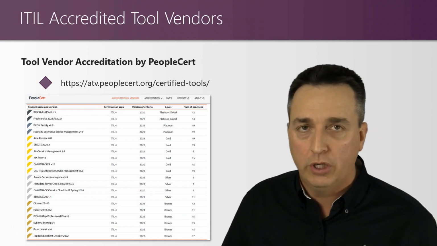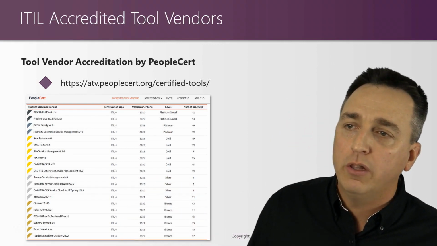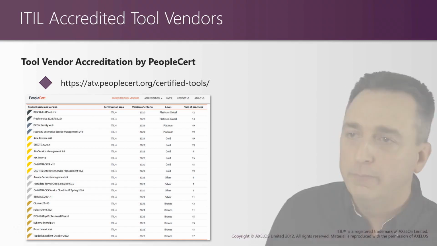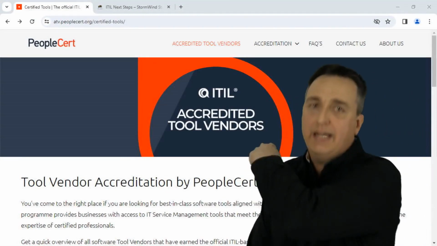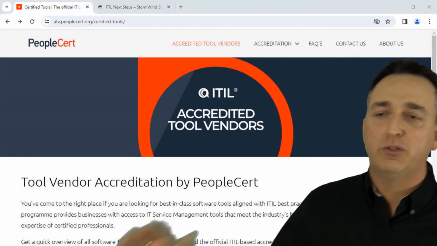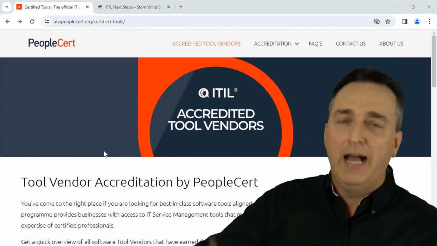Axelos and PeopleCert back these particular tools. So let me go to the website right now to show you. And I will give it to all of you in the chat area right now. This just was released at the beginning of this year. And when I saw it, a big smile came to my face.